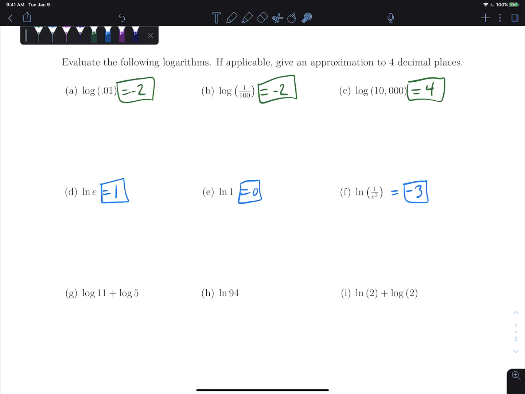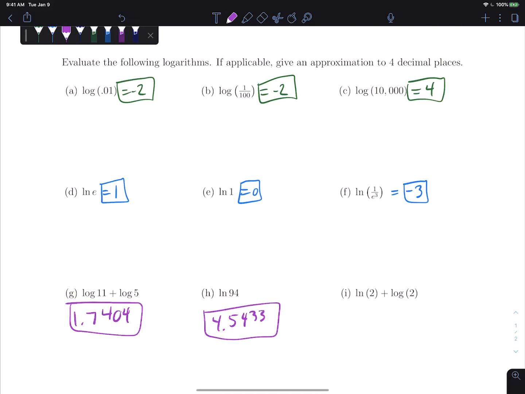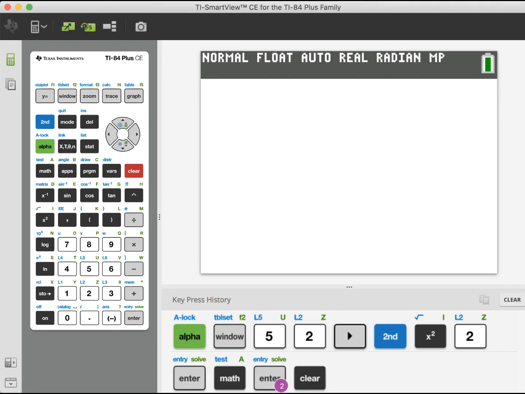And then for these down here, we're just going to type these in the calculator in a second. Log 11 plus log 5 is going to be 1.7404. Natural log of 94 gives me 4.5433. And natural log of 2 plus log 2 is going to give me 0.9942. Good deal. I'm going to end this part of the video so that I can go to the calculator. I'll see you there. Okay, so welcome to the calculator.